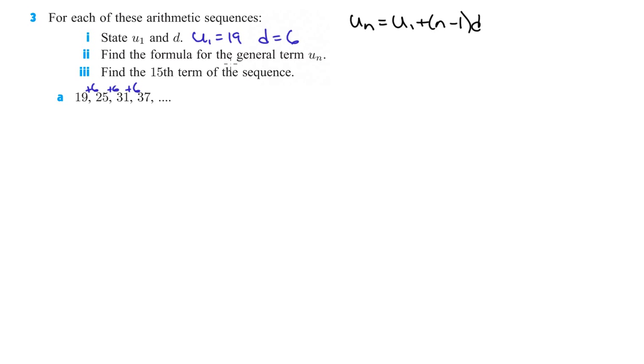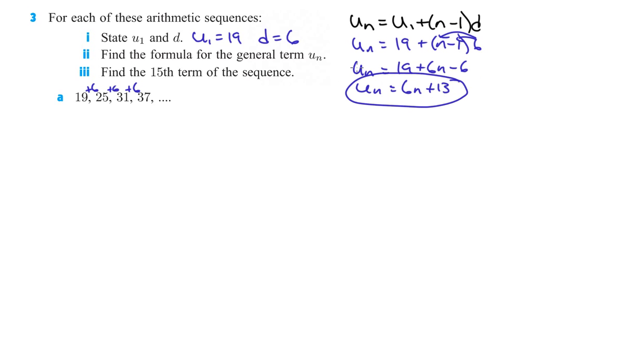Okay, find the formula for the general term u sub n. So now we can take this u sub 1 and d equals 6, plug it into this formula here. So we'll get u sub n equals, u sub 1 is 19, plus n minus 1 times 6, right? So we get u sub n, 19, distribute this 6 to both of these, and we get 6n minus 6. So we end up with 6n, and then 19 minus 6 is 13.